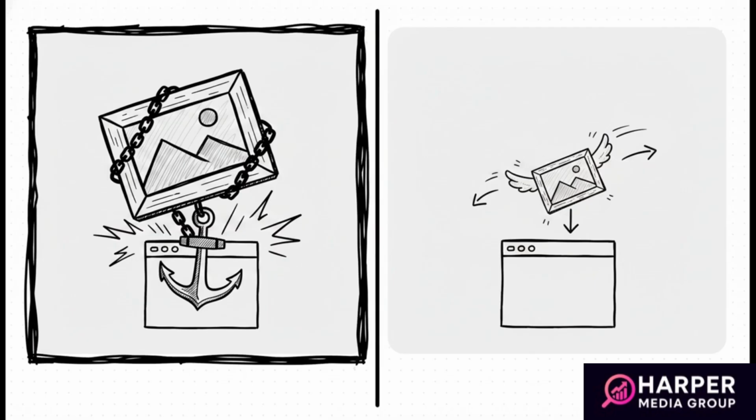The wrong way: holding your page hostage with massive 5-megabyte uncompressed JPEGs and synchronous CSS and JavaScript that completely block the page from painting. The right way is converting that hero image to a sub-100 kilobyte WebP format, telling the browser to preload it immediately, and deferring any scripts that aren't critical to that very first render.